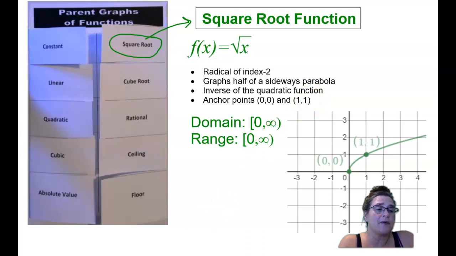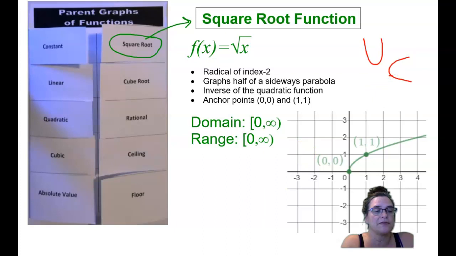So if you remember, the quadratic function graphed a parabola like this. The inverse of that parabola would look like this. But because that sideways parabola that is the inverse fails the vertical line test, I can't keep the whole thing because I need it to be a function, a square root function. And so that's why we only keep the top half of the parabola here.